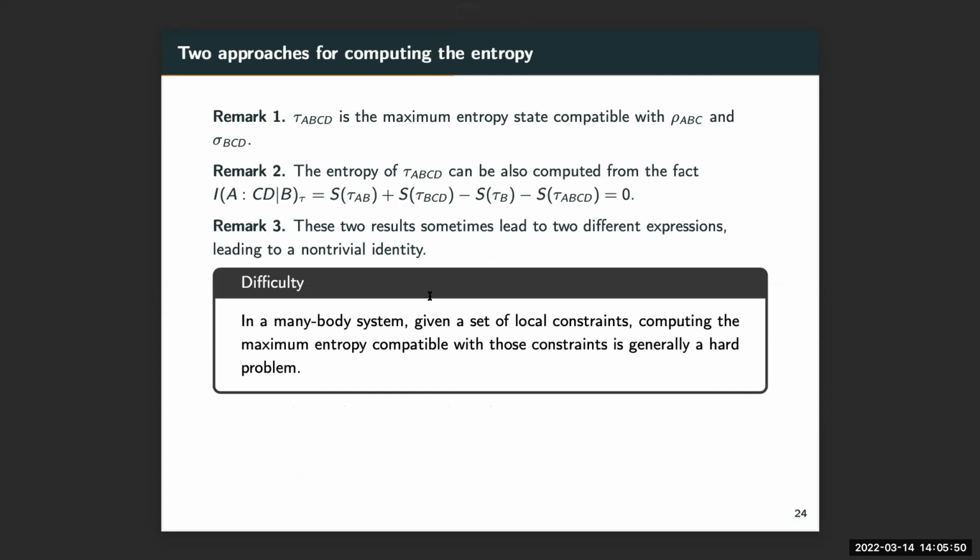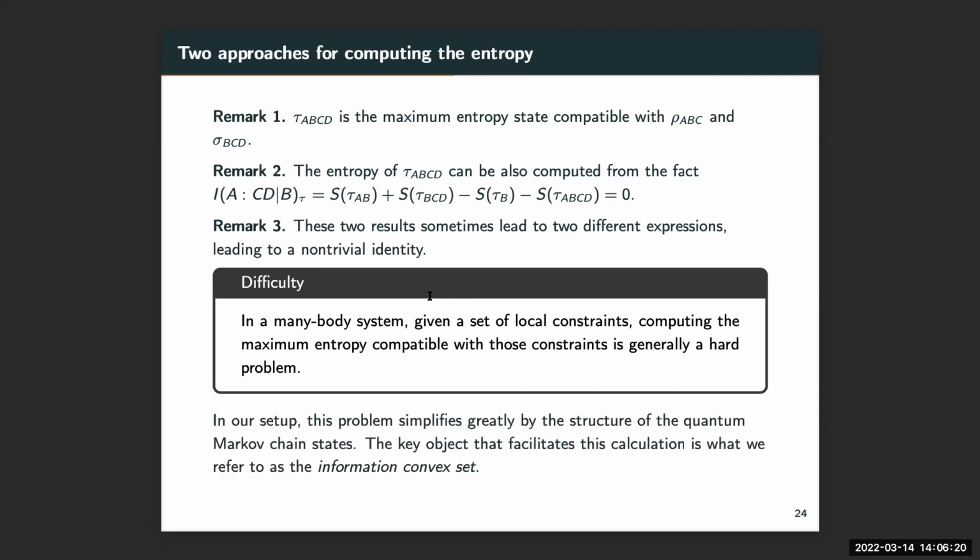But there is one difficulty, namely this problem of, given some linear constraints, computing the maximum entropy is actually not a trivial problem. And in general, you really shouldn't expect there to be a nice closed form formula. But in our case, in the context of 2D gapped many-body systems, you have enough constraints so that this problem becomes actually tractable.